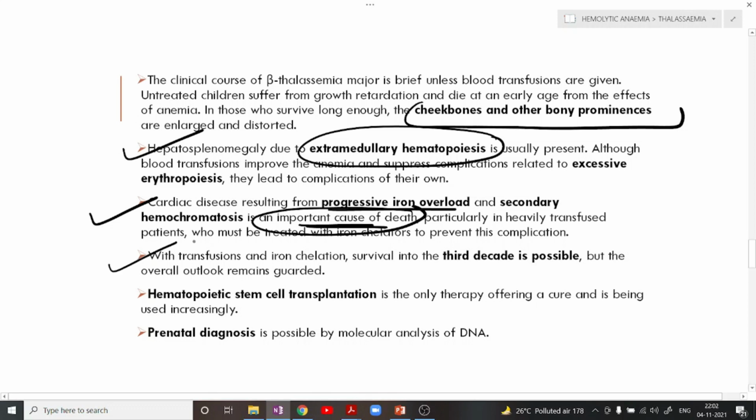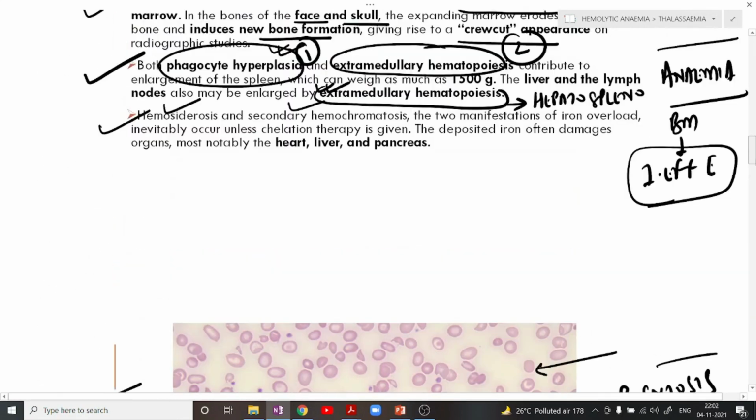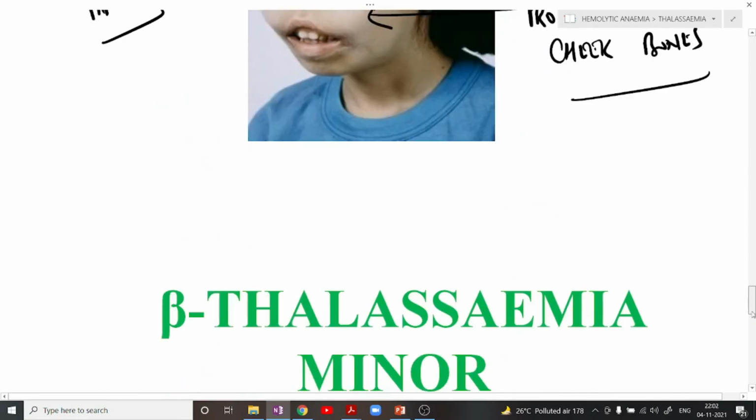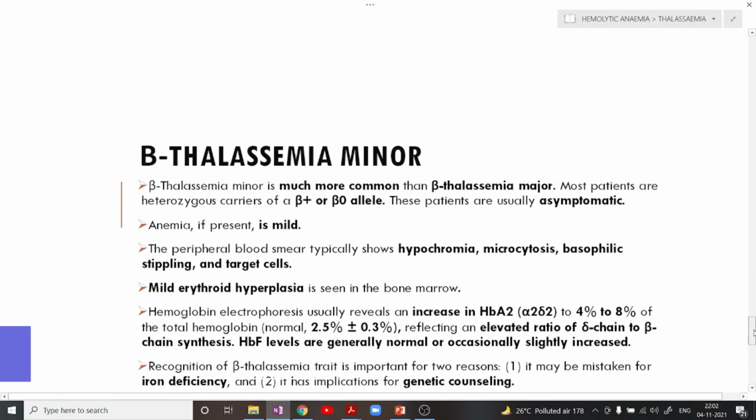So with transfusion and iron chelation therapy, survival into the third decade is possible, but it is not a cure. Hematopoietic stem cell transplantation is the only therapy which can provide a cure, and it is being increasingly used. Now prenatal diagnosis is possible by molecular analysis of DNA. So this is all about beta thalassemia major, and now we are going to see the second important clinical syndrome of beta thalassemia, that is beta thalassemia minor.